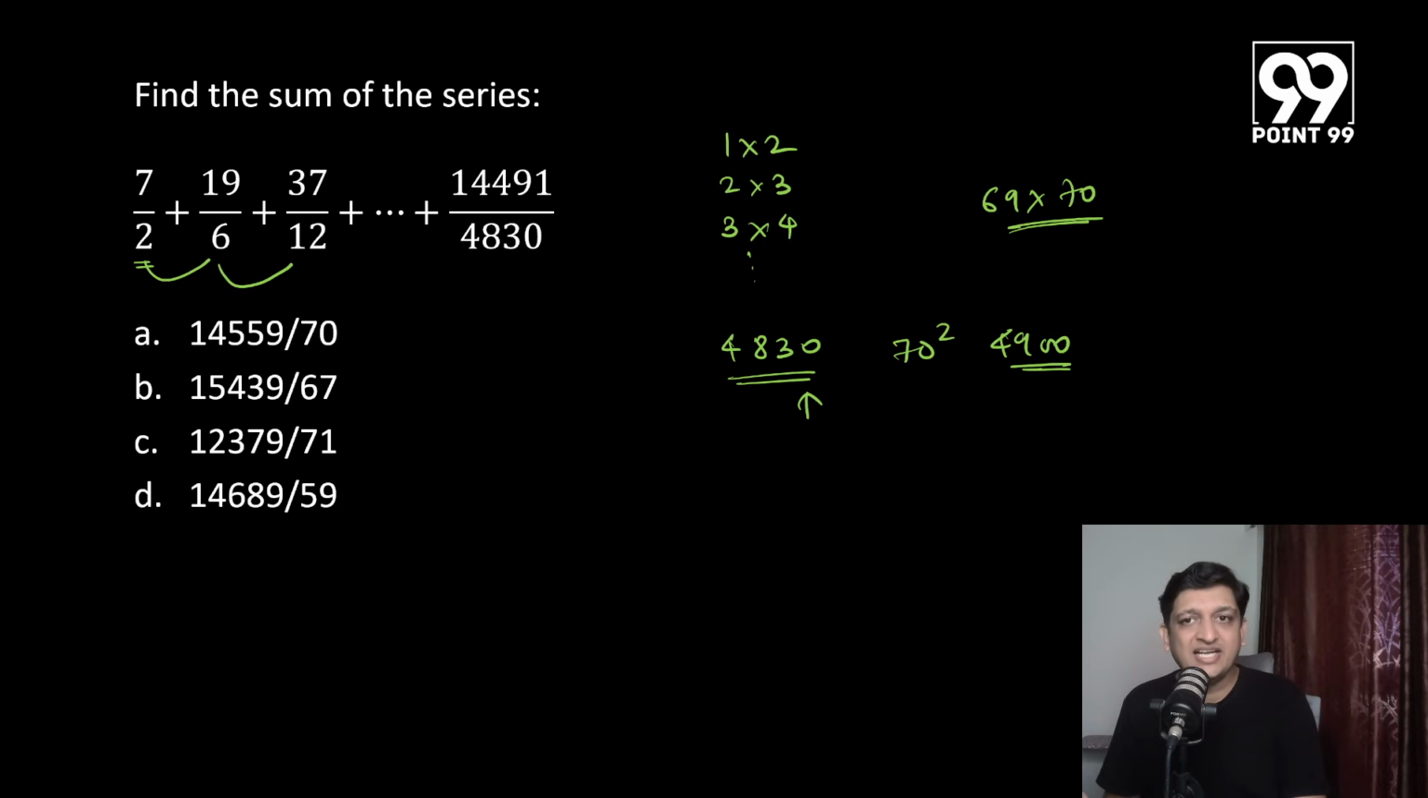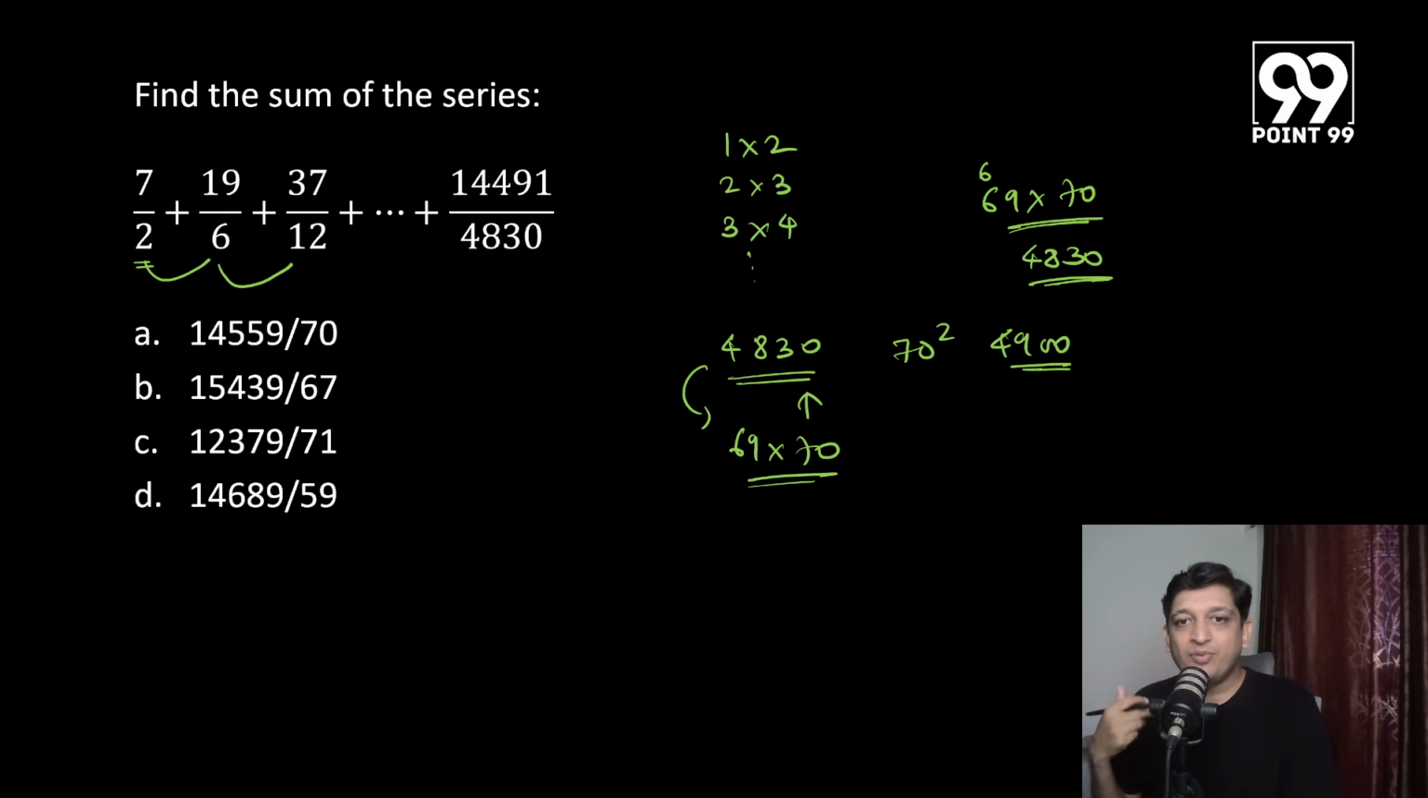Now if you look at 69 into 70 and see what happens, you will see that 7 9s are 63, 7 6s are 42, plus 6 is 48, 4830, brilliant. So you know that we are going to look at these terms till we reach 69 into 70. So that basically tells me there are 69 terms in this series.